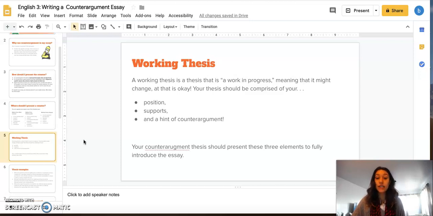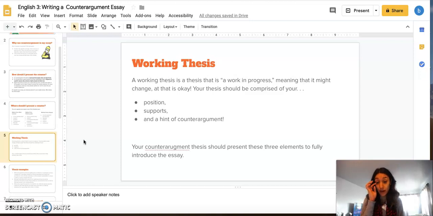A working thesis is essentially just a work in progress. And that means that at some point, or most likely, your thesis is going to change. Your thesis might change just in the word choices that you're using. Maybe you'll write your thesis statement so it's more formal, more descriptive, or your thesis might change in the sense that you're actually flipping what you were arguing and you're now arguing for the opposition.